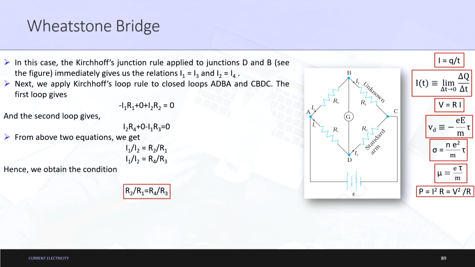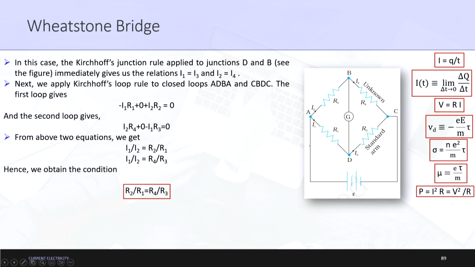In this case, Kirchhoff's junction rule applied to junctions D and B immediately gives us the relation I1 is equal to I3 and I2 is equal to I4, quite evident. Let us suppose that the currents flowing outside this junction are I1 and I2. Here you can see that I1 is equal to I3. Why? Because we are in a balanced condition in which the current passing through this arm is 0. If this is 0, there will be nothing coming from this direction, therefore I1 is equal to I3 and similarly I2 is equal to I4.